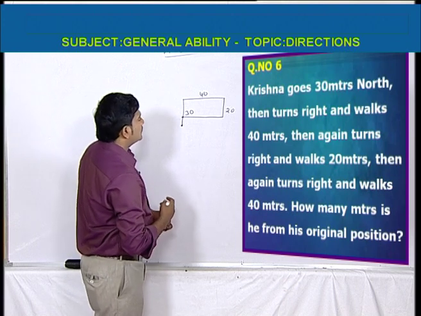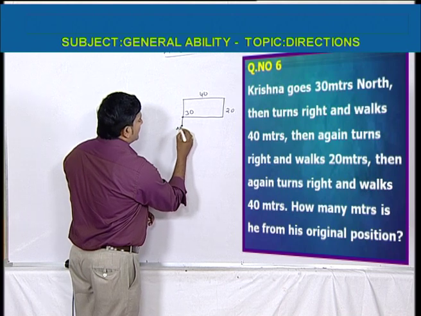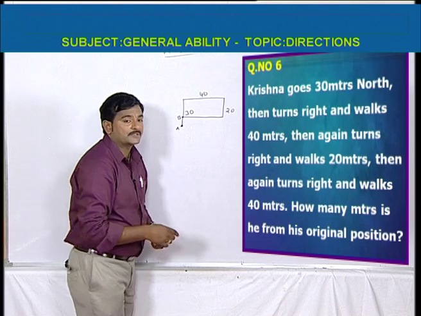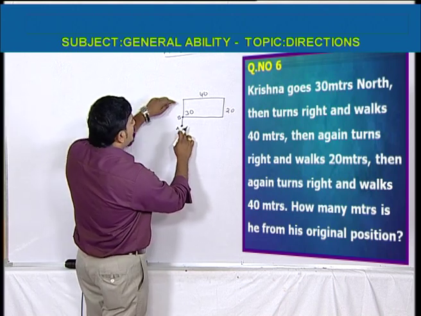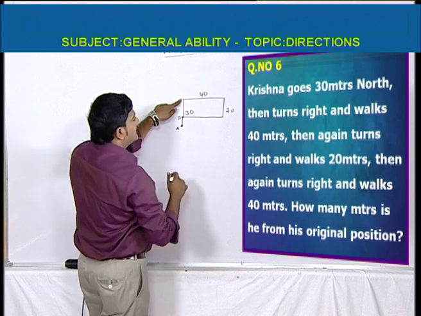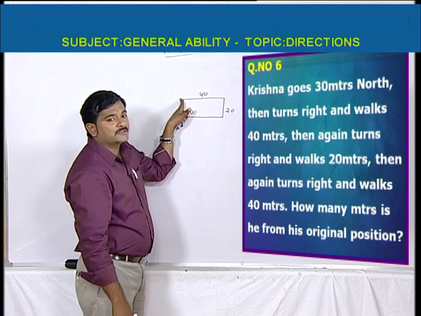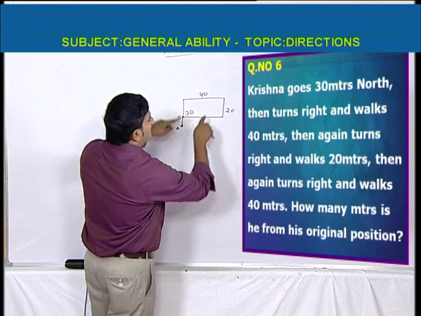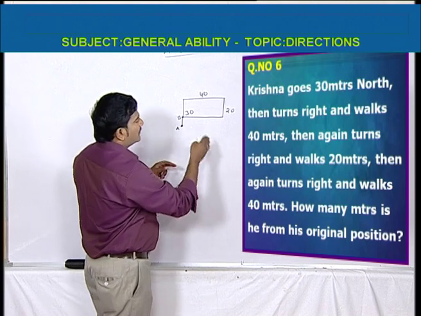I repeat this question once again. Now where did he start? He started from A. He is asked to find the distance between A and B. Just read the question, you will get the idea about this. Krishna goes 30 meters north. So starting point is A. Okay, this is the north direction. There is no issue. And the second line, he turns right and walks 40 meters. Then again turns right and walks 20 meters.